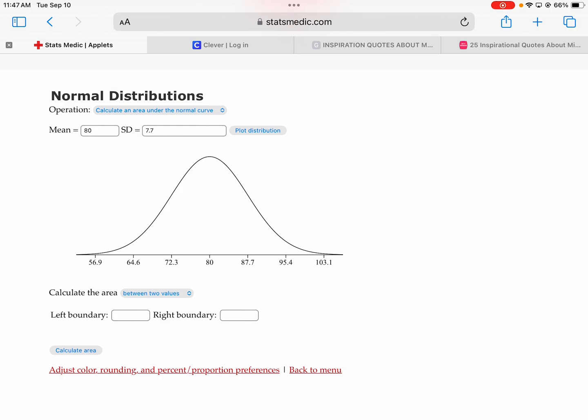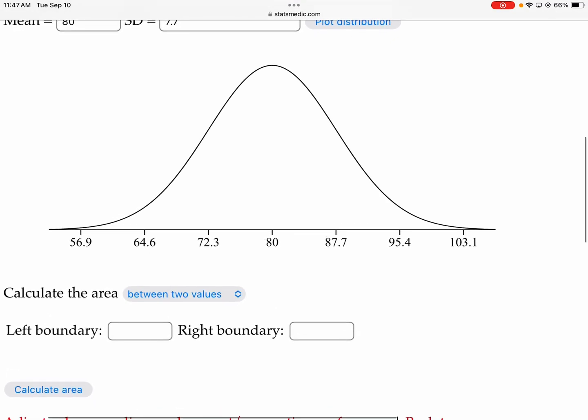Okay, and that's nice because it gives me those numbers that go there on the bottom of the curve. So fill those in for me real quick. Okay, so on your notes, let's fill in those numbers: 87.7, 95.4, 103.1 if we're going to the right, and then 72.3, 64.6, and 56.9 to the left. Okay, so write those in. Let me show you how nice this is.